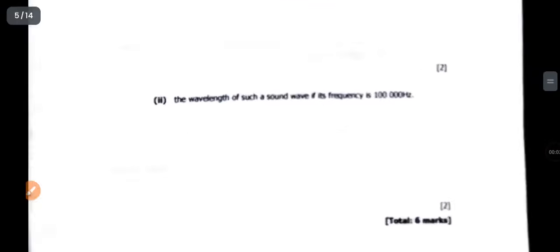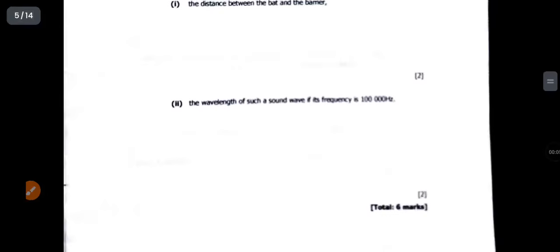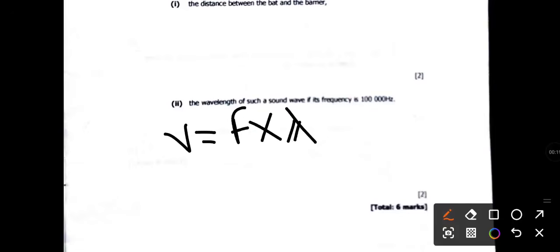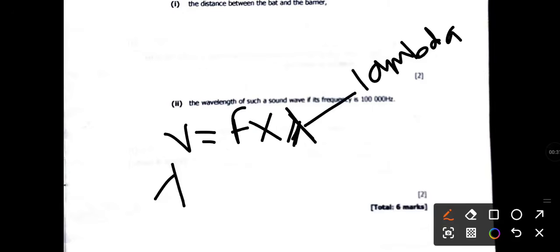The wavelength of such a sound wave, if its frequency is 100,000 hertz. Okay, remember this wave equation. V is equal to frequency multiplied by the wavelength, which is denoted by this Greek symbol that is called lambda. Okay, so we want the wavelength, so we rearrange the formula to be wavelength is equal to V over f.